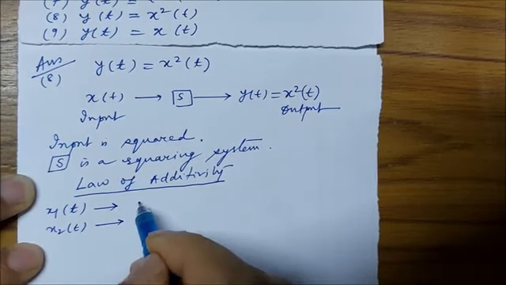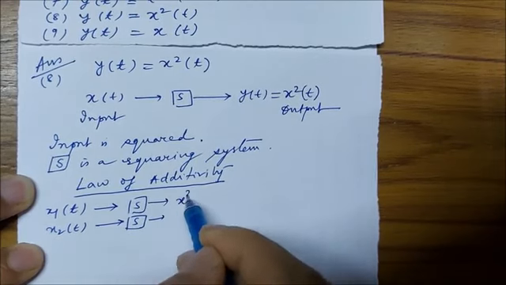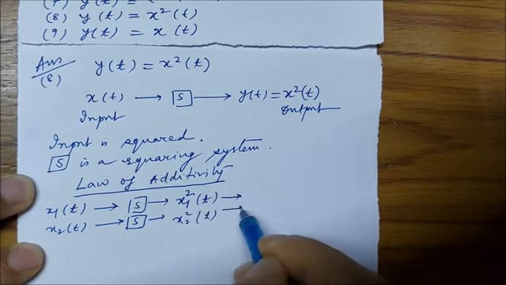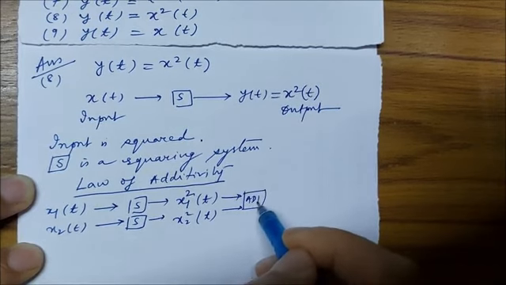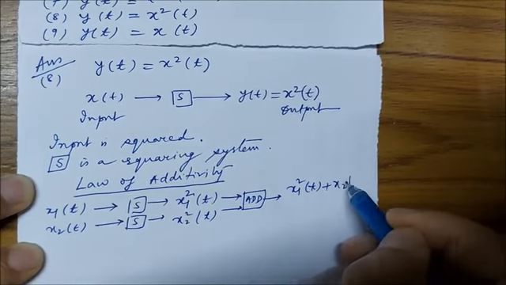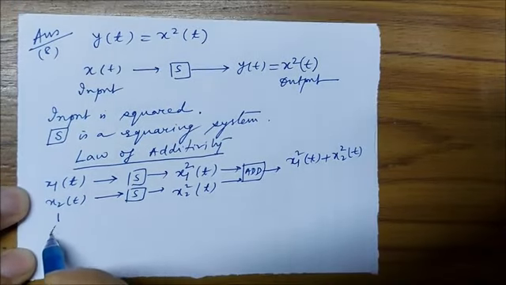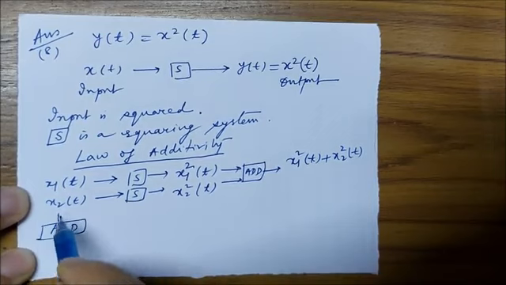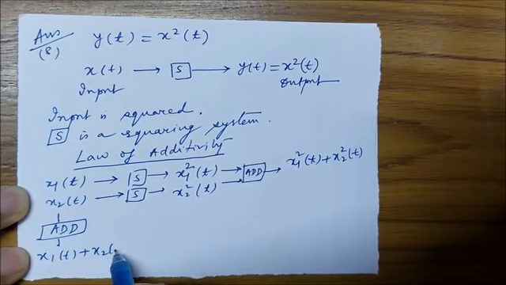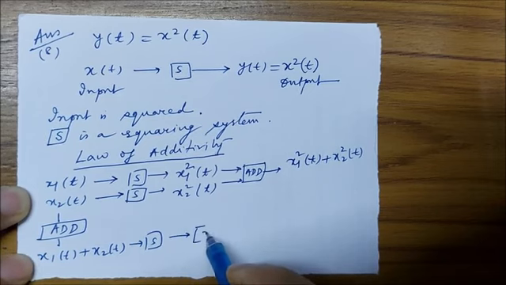These are the two inputs on the system S, the responses being the squares, and we add them. And this is what we get. Now we add the stimuli x1 and x2 to get x1 of t plus x2 of t, which is passed through the system, which squares it.